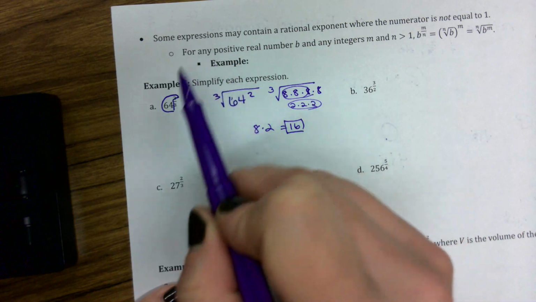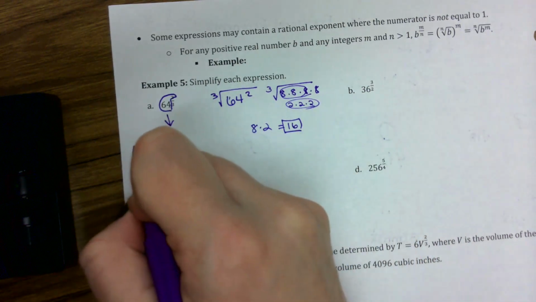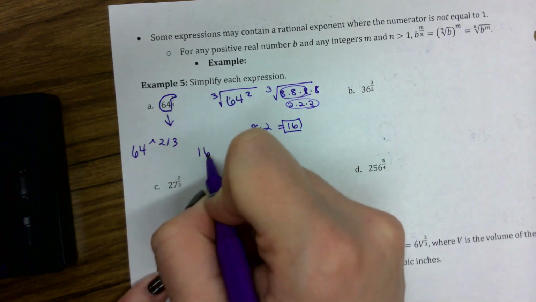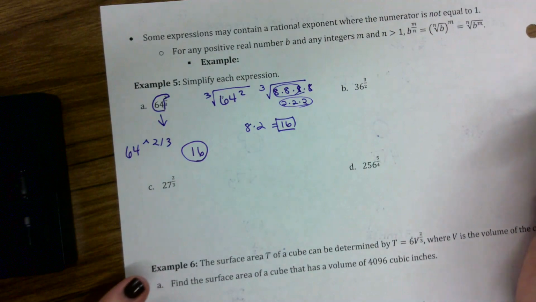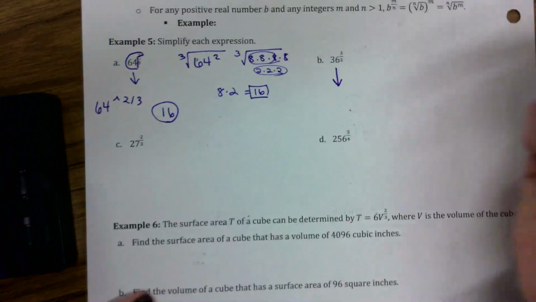This is the calculator, and this is the calculator. So you can just put it in your calculator just like this by typing 64 to the 2 divided by 3. Enter, you'll get 16. Okay, so you can just straight up put it in the calculator, you'll get an answer.